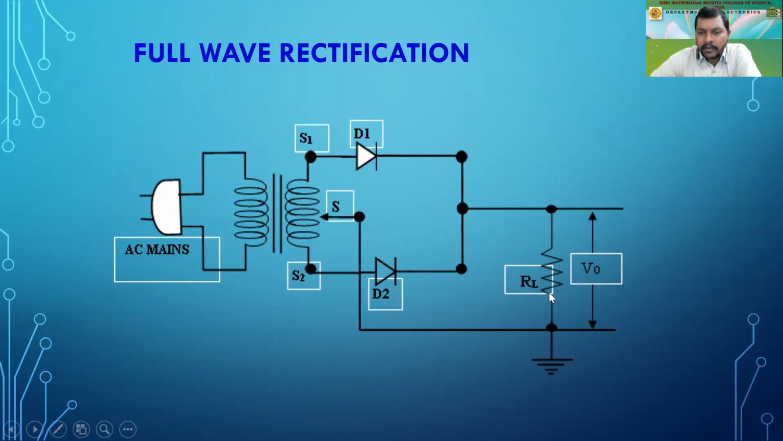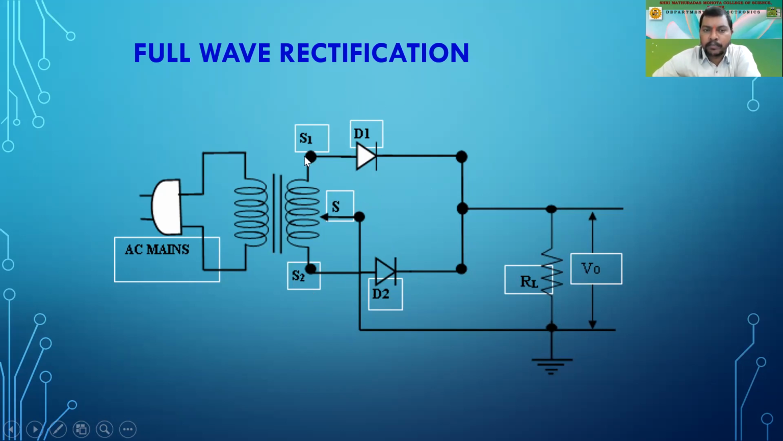And from this summing point, the current goes through the load resistance, and then it is connected to the center tapping S, and then it is again fed back to S1. So the circuit is complete from S1, D1, RL, S, and back to S1. So the circuit completes and half of the wave is rectified. Secondly, during the negative half cycle, what happens? S2 will be positive and S1 will be negative. So diode D1 will not conduct since it is reverse biased, and diode D2 is now forward biased since S2 is positive, right? So the current will start flowing from S2 through D2 to RL, and from RL to S, and from S to S2.